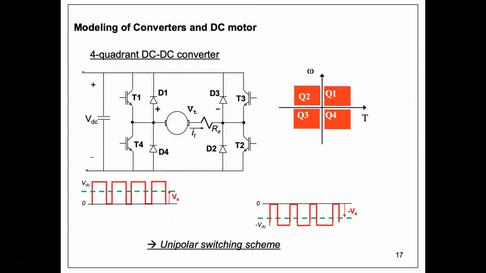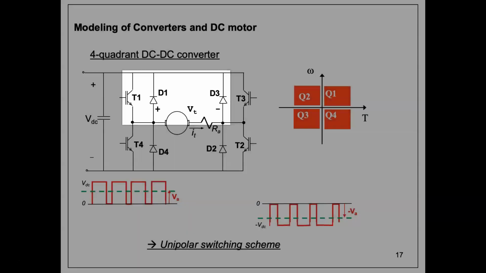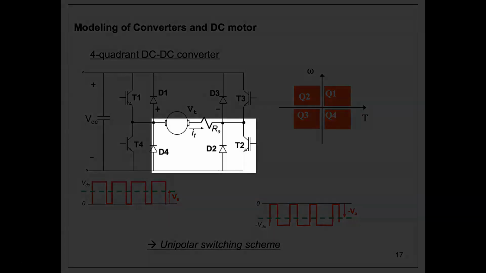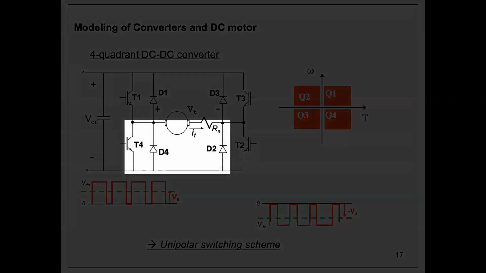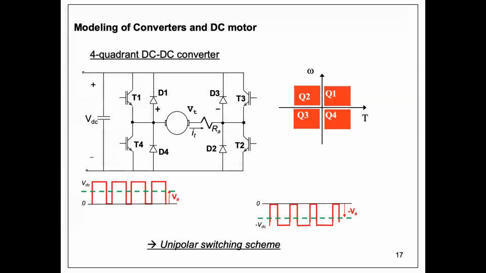Alternatively, the same average voltage can be achieved by swinging the voltage between VDC and 0 or minus VDC and 0. To get a 0 voltage at the output, the current will freewheel through a diode and a transistor. For a positive current, it will flow through T1 and D3 or D4 and T2. On the other hand, for a negative current, it will flow through D1 and T3 or D2 and T4. This switching scheme is known as unipolar switching scheme.